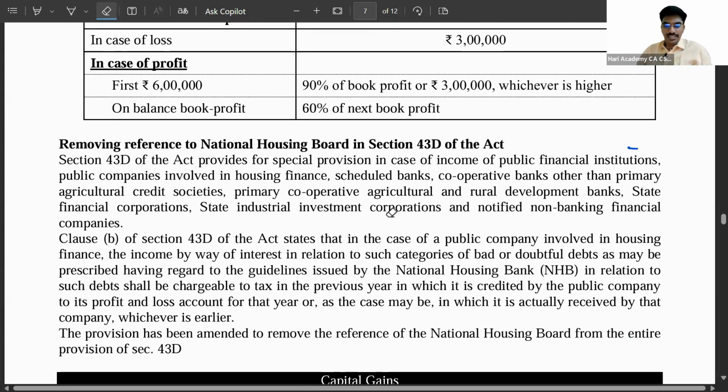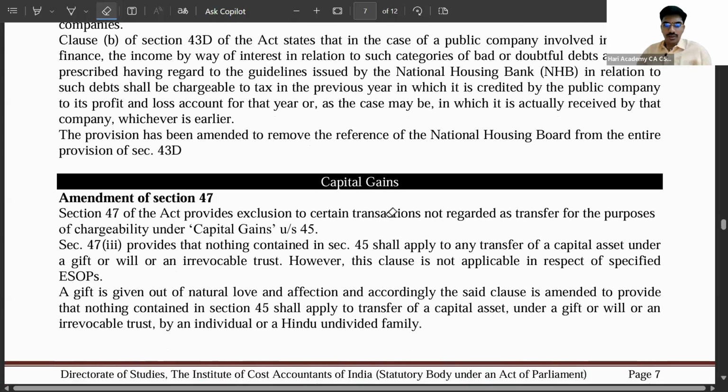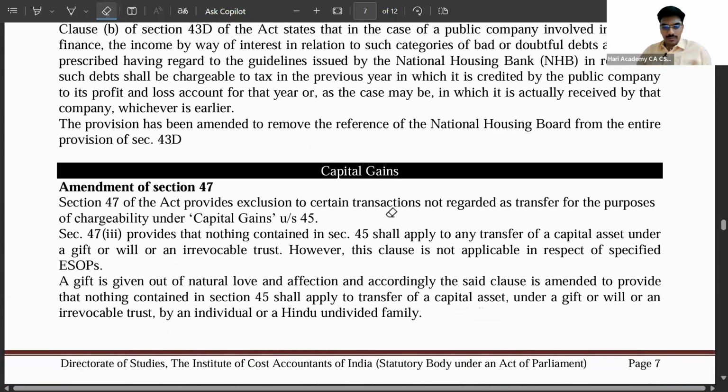Next is removing reference in section 43D. This is not very important. Now let us go to the capital gains part.